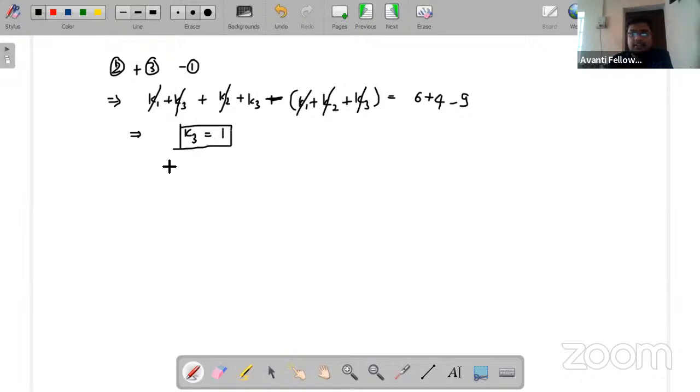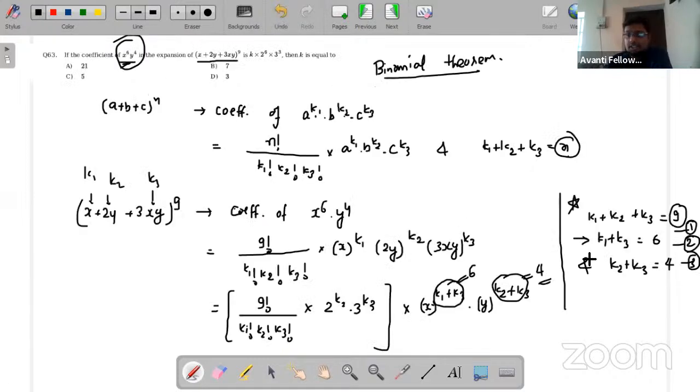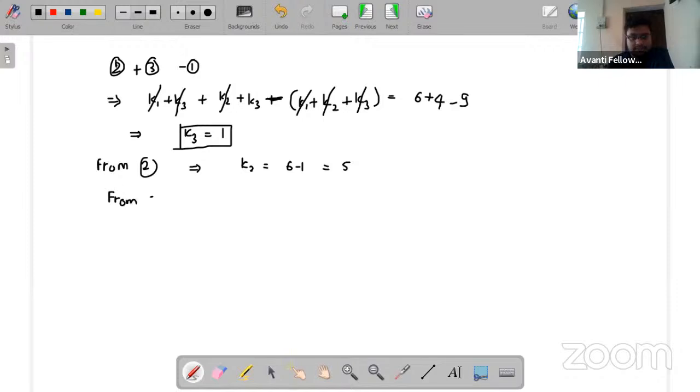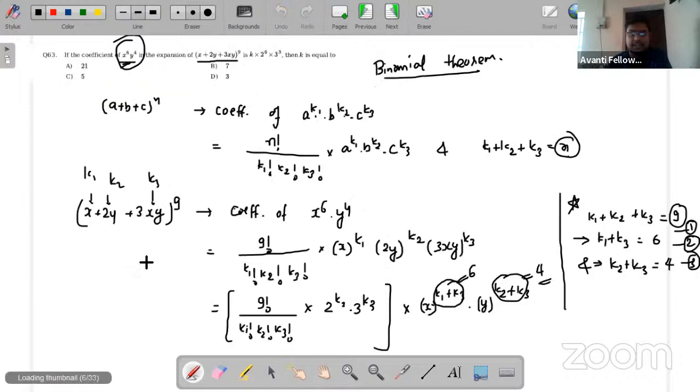So we got k3. Now we can use this k3 in either the second or the third equation to find the remaining variables. So from 2, if I put k3, I will get k2. k2 will be 6 minus 1, which is 5. Similarly, from 3, we can find k1. So k1 will be 4 minus 1, which is 3. So ultimately, we have found all the variables k1, k2, and k3.